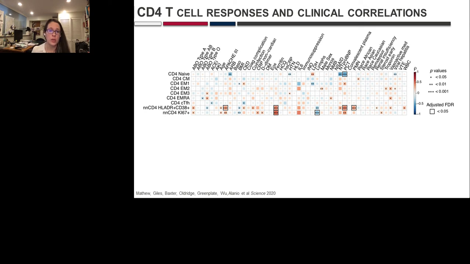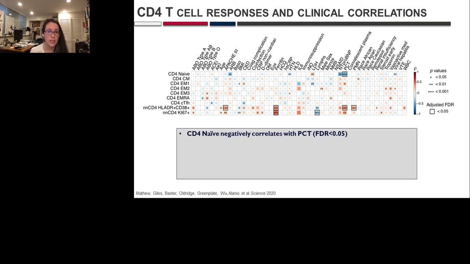And I'm only showing you a subset here. The color of the square is indicating the Spearman correlation rho statistic. The asterisks are nominal p-values. And because we were doing so many different comparisons, we also calculated an adjusted FDR to correct for this multiple hypothesis correction testing. And so what you can see here, I'll point out a few different things.